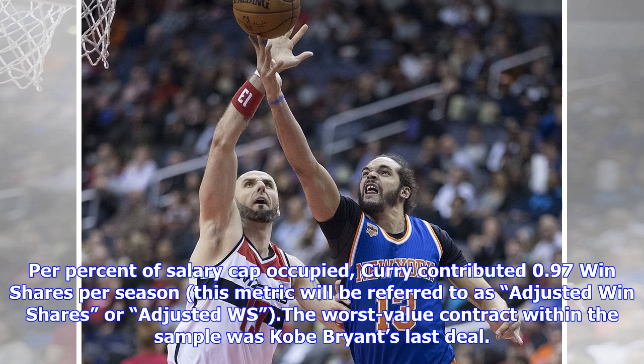Per percent of salary cap occupied, Curry contributed 0.97 win shares per season. This metric will be referred to as adjusted win shares, or adjusted WS. The worst value contract within the sample was Kobe Bryant's last deal.